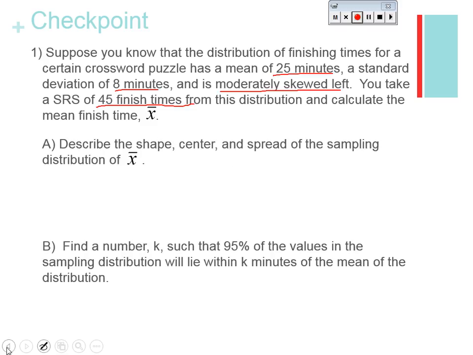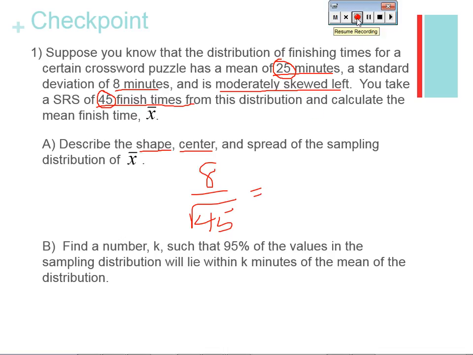So if we're talking about the shape, center, and spread here, the shape for this, because the sample size is more than 30, we would say would be normal. The center for this would be the same as the center of the population, which in this case would be 25 minutes. And then to find what the spread would be, we would do the population standard deviation divided by the square root of the sample size, which when I work that out comes out to be roughly 1.19.